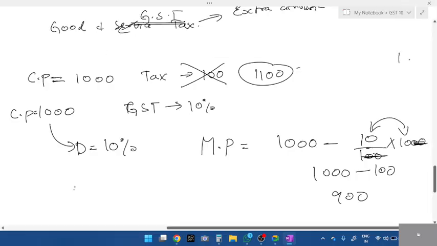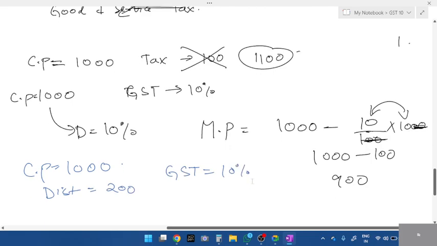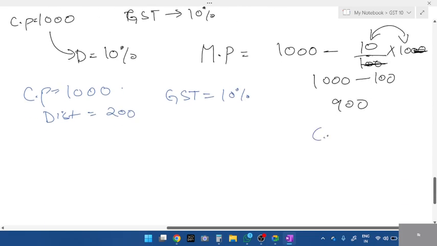Third type of question, you'll have both discount and GST, students. For example, cost price is equal to 1000, discount is equal to rupees 200 and GST is equal to 10%. So here the process is, after cost price you shouldn't go with GST. After cost price you should go with discount. After calculating discount you have to go with GST. Fine, let us calculate the mark price.